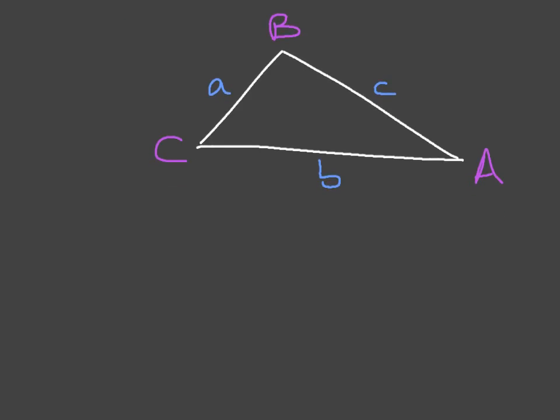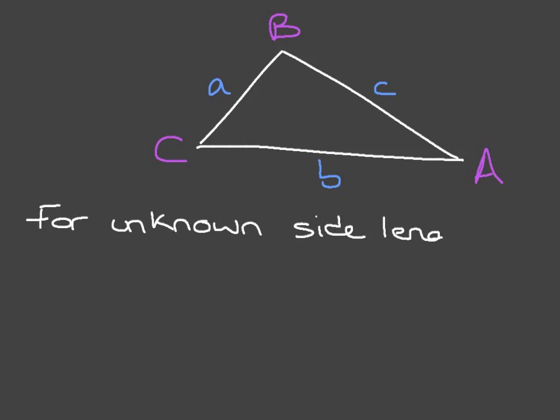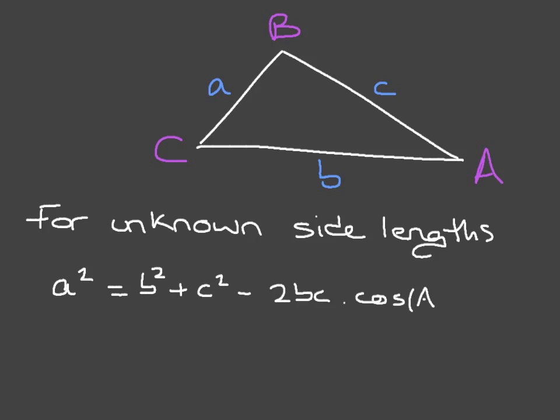Now, you may want to make a note of these because these are quite long. So, to calculate unknown side lengths, the cosine rule can be written as follows. a squared is equal to b squared plus c squared minus 2bc times cosine of capital A. So that's the angle A.